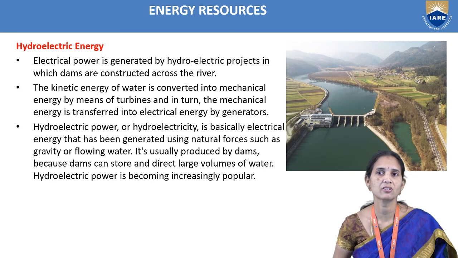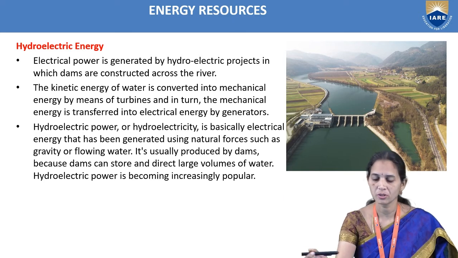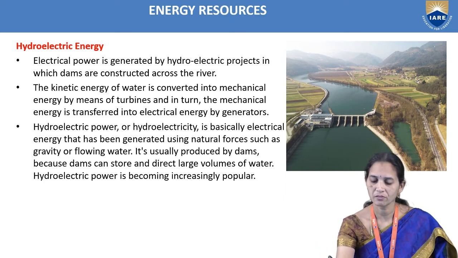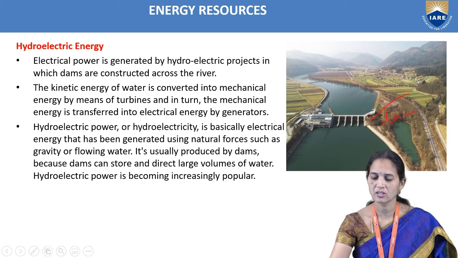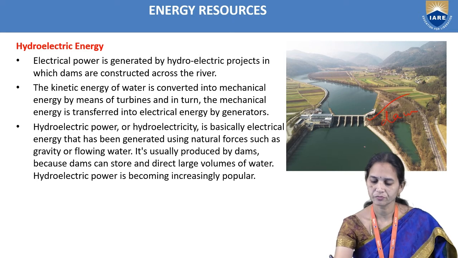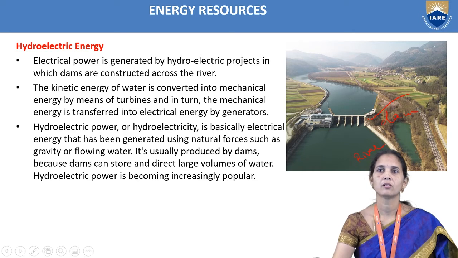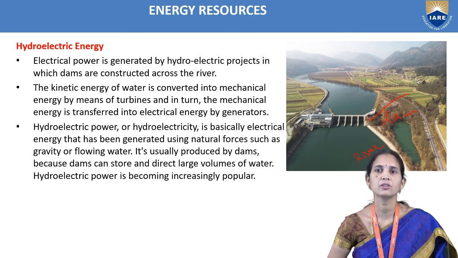Now next is hydroelectric energy. Electrical power is generated by hydroelectric projects in which dams are constructed across the river. We can see in this diagram where we have constructed a dam across the river. The kinetic energy of water is converted into mechanical energy by means of turbines, and in turn the mechanical energy is transformed into electrical energy by generators.